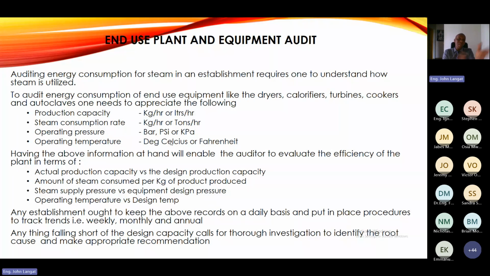So say you've measured a dryer and you realize it's doing 400 kilograms of, say, made tea per hour instead of 600. Obviously, that dryer is operating below capacity. Yet you are generating steam at 1,800, which is meant to produce 600. So you can see that you are wasting steam. You are producing steam that is not being utilized fully to produce the desired amount of tea, or powder for that matter.